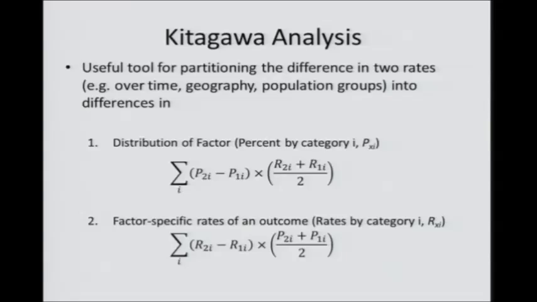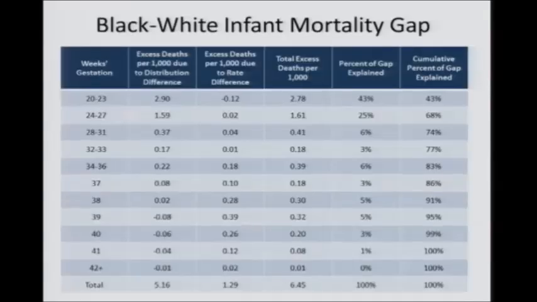So if you have two factors you're interested in on an outcome, it's a very elegant technique to separate the two components. Here's an example looking at the black-white infant mortality gap. There is a higher percentage of extreme preterm births among black infants. And these are the excess death rates from the distribution component and then the rate component. That totals over a given gestational age category, and then I have the percent of the gap explained.